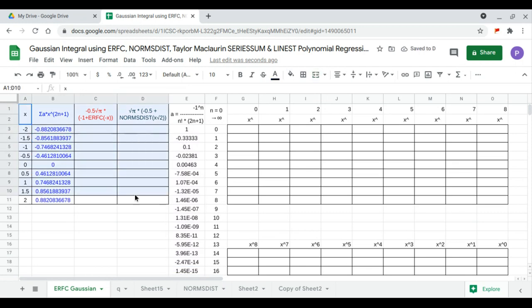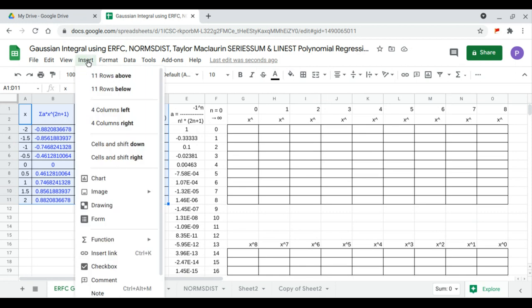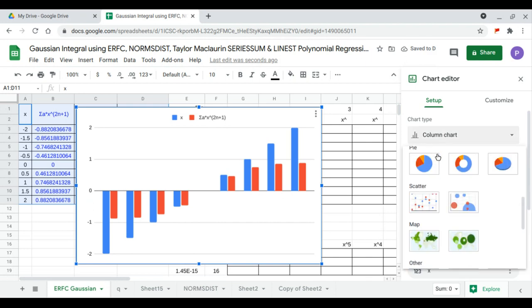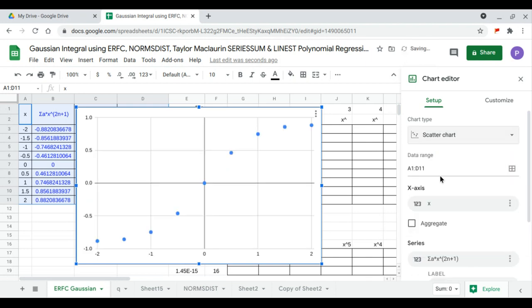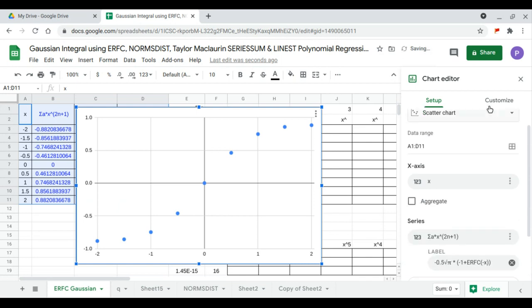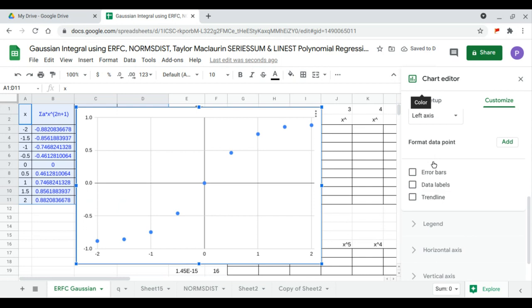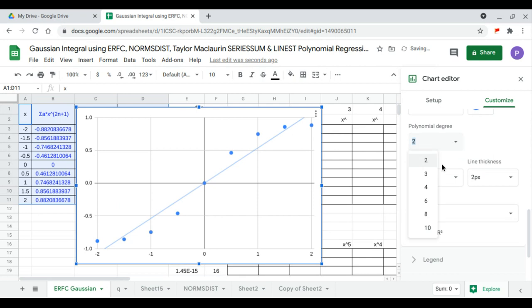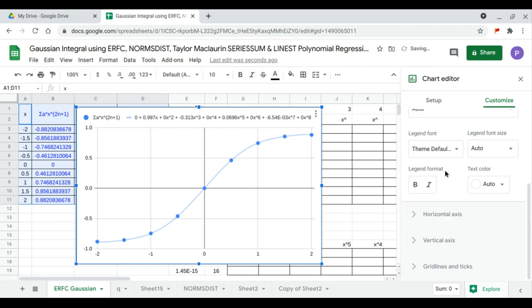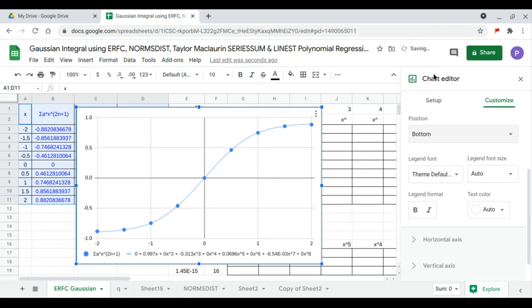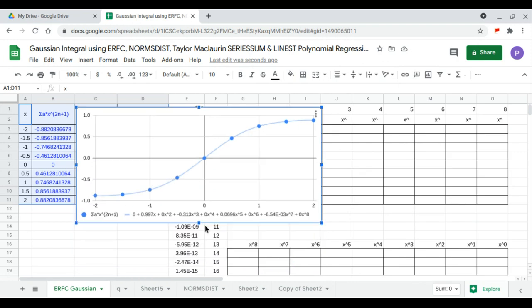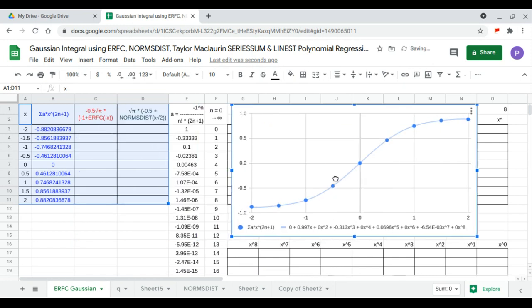I will chart this. Insert chart. You will use scatter chart, and show the trend line. Polynomial to the 8th degree. Use the equation as label and the location at the bottom. So here we have the trend line and the polynomial to the 8th degree.